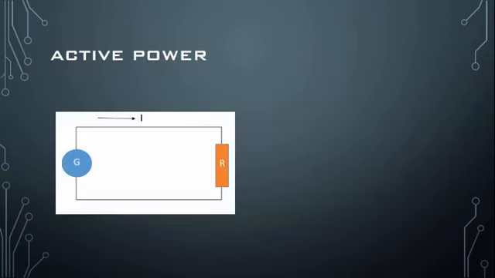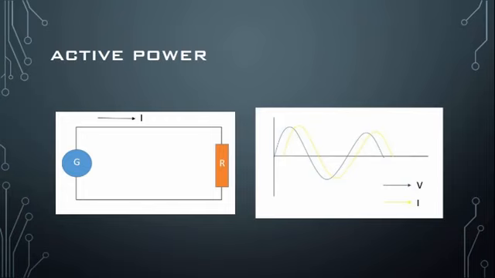Now let's get to the part of active power. To understand what active power is, let us assume that you have a generator connected to a load, which is a resistance in this case. To understand what happens exactly in this circuit, we have drawn two waveforms for voltage and current. The blue waveform shows the voltage, and the yellow one shows the current.